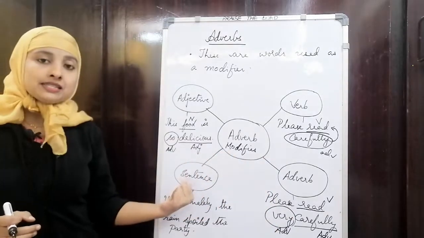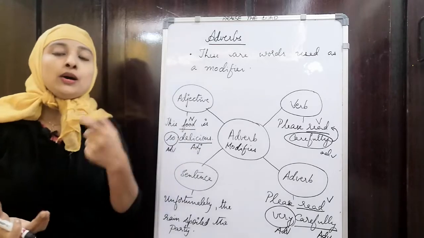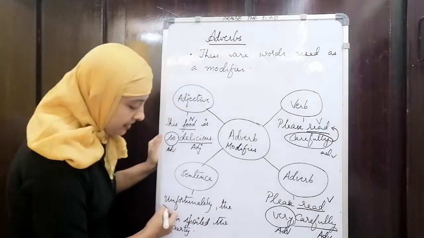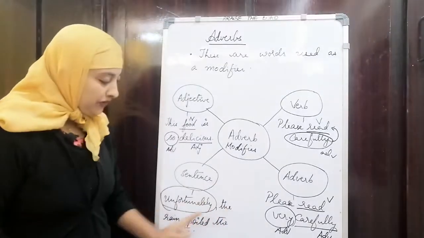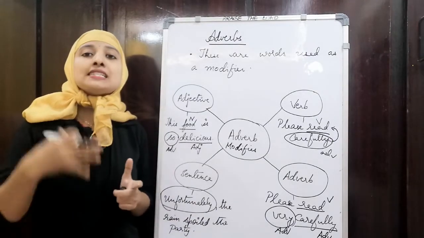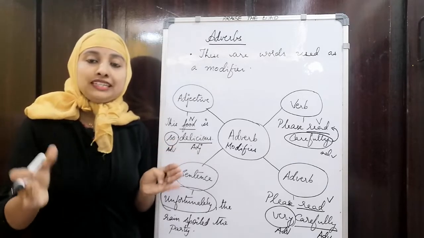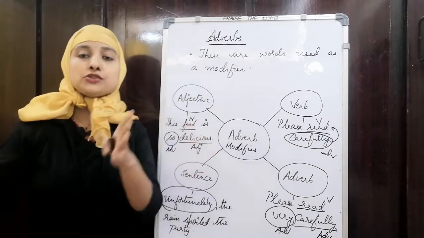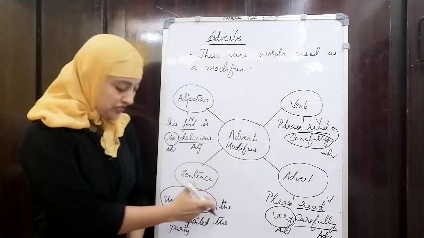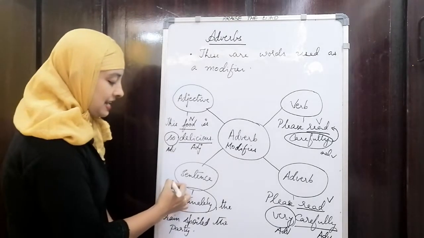Now what about the fourth case? In some cases the entire sentence is modified by a word, like unfortunately. Unfortunately, the rain spoiled the party. There was a party going on and because it rained all of a sudden, the party got spoiled. That word unfortunately is giving an intense modification to the entire sentence, so that is called a modifier here. Unfortunately, the rain spoiled the party. This word unfortunately acts as an adverb.